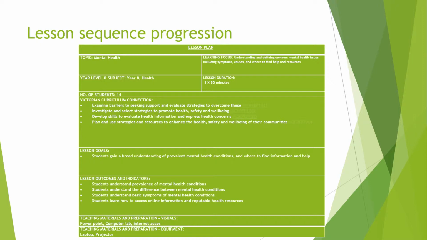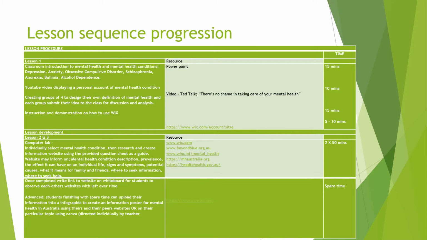So my lesson outcome and indicators were: students understand prevalence of mental health conditions, difference between different mental health conditions, basic symptoms, and how to access online information, improving their health literacy. That's what I wanted them to learn from the lesson sequence. And as you can see here in the lesson plan, first lesson's an introduction. Lessons 2 and 3 we had the opportunity to go into the computer labs, and that's where I have the provided government websites for them to research on mental health conditions.